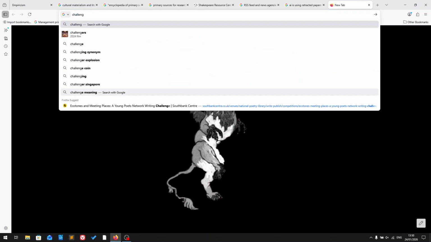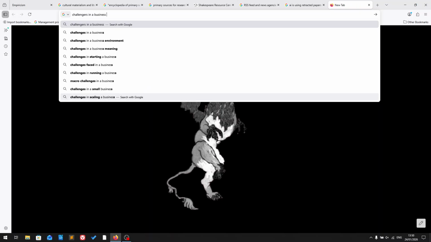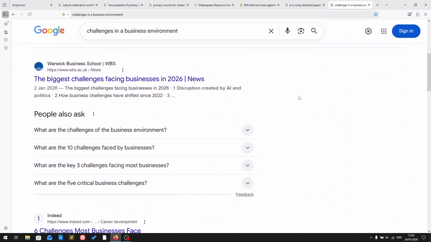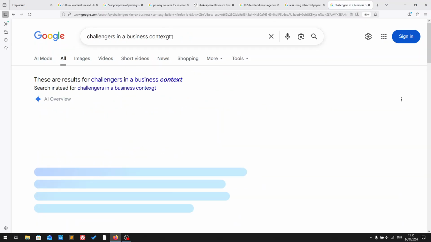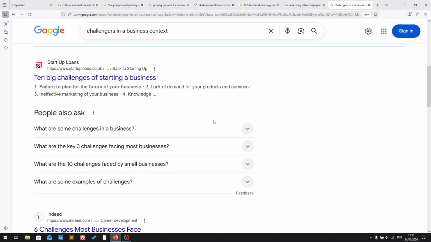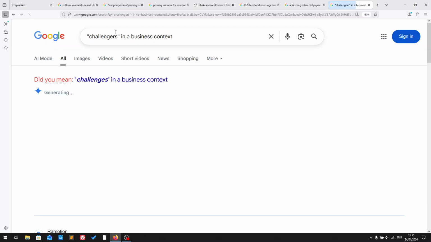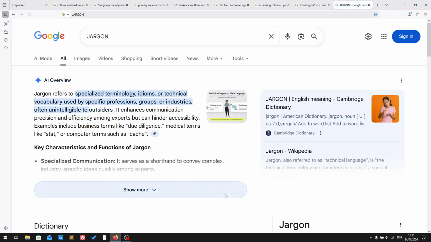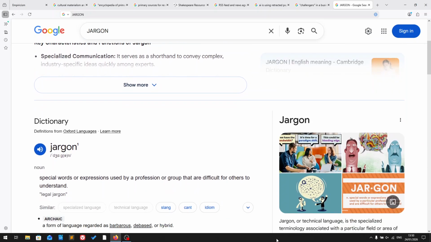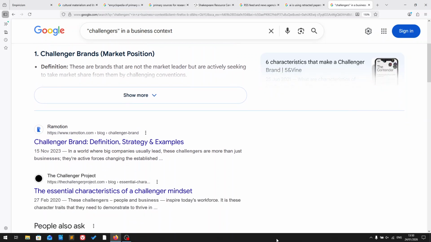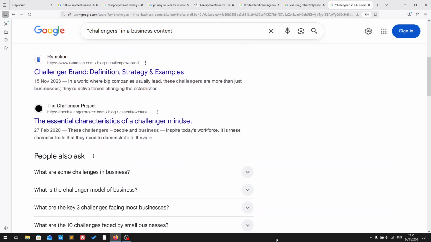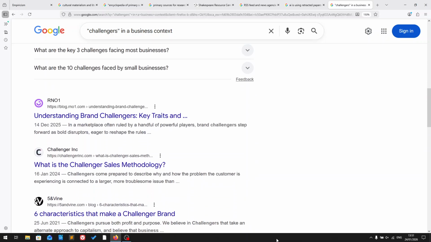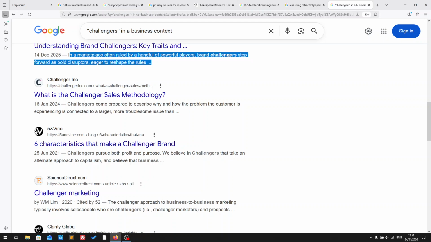So challengers in a business environment. Challengers in a business context. That's a matter of jargon, and challenges, as you know, is again a secondary meaning, not the first meaning, right? Not the literal thing. And that is where, for example, you get things like business English. Okay, so these are not things I want. This kind of thing is what I'm talking about. Challenges.